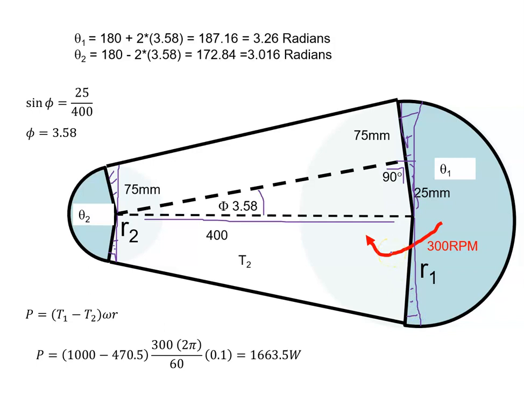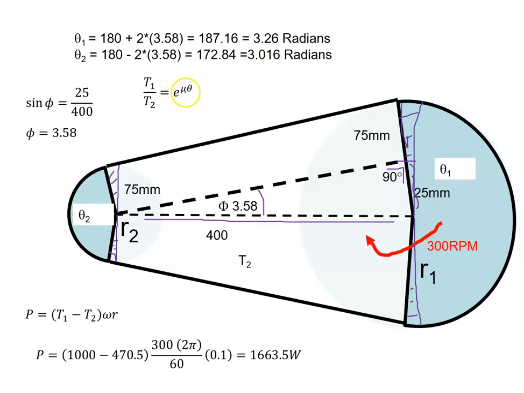So theta 1, it's 180 degrees plus 2 times 3.58. And that works out to be 187.16 degrees or 3.26 radians. And theta 2 is 180 minus 2 times 3.58. And that works out to be 172 degrees or 3.06 radians.